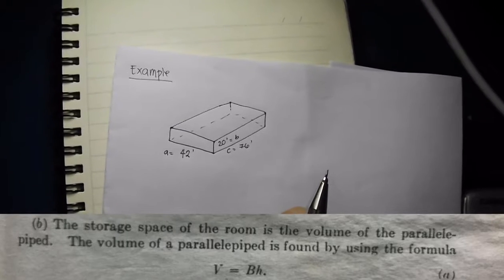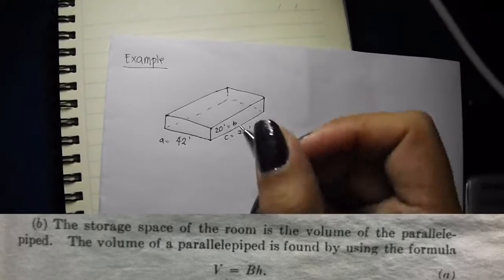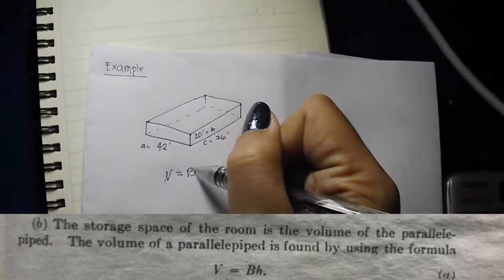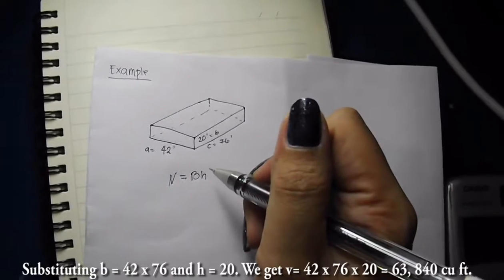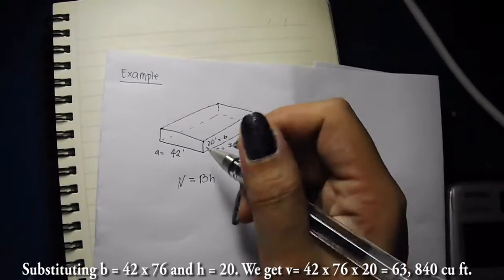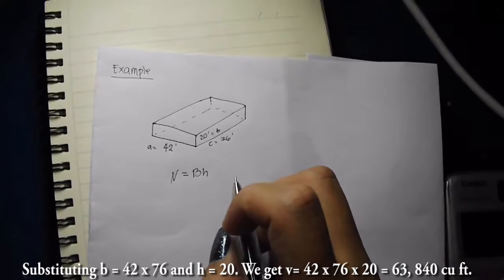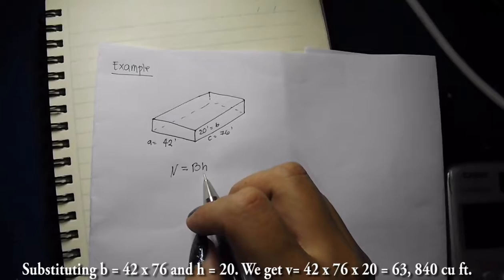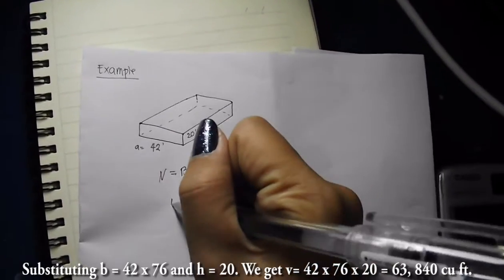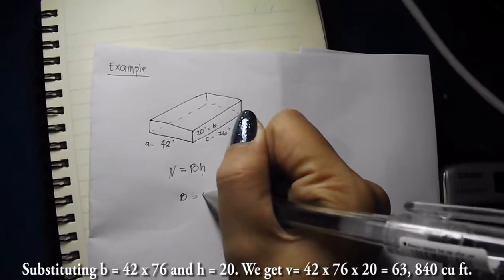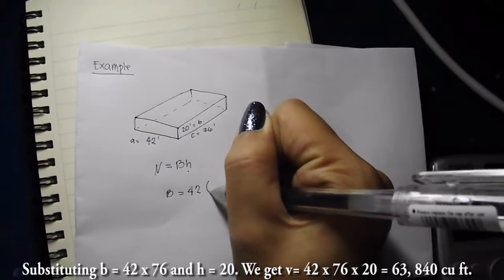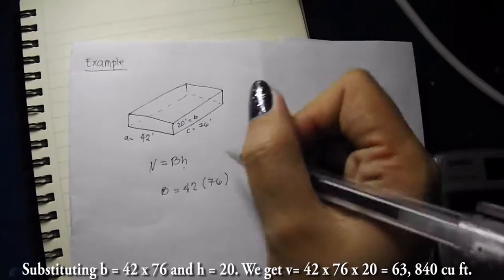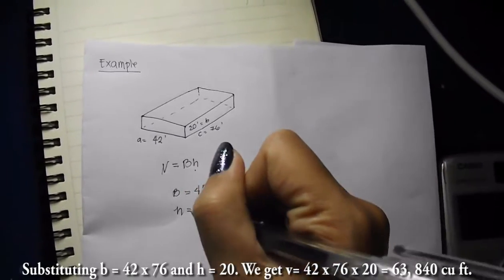The volume of a parallelepiped is found by using V is equal to B times H. Consider the area of the floor as the base and the height of the room as the altitude h. So substituting B with 42 times 76, and H equal to 20.